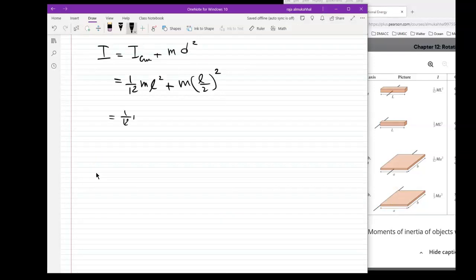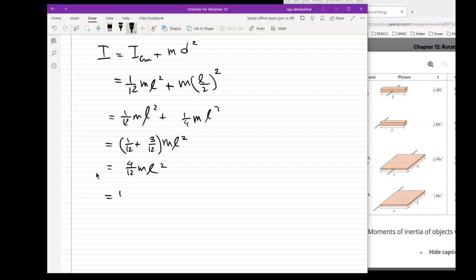So that's 1/12 ml squared plus 1/4 ml squared. And so 1/12 plus, so that will be what? 1/12 plus 3/12 ml squared, and that will give me 4 over 12 ml squared, or 1/3 ml squared. That's exactly what we have, right? And there we go. Got it? Good.